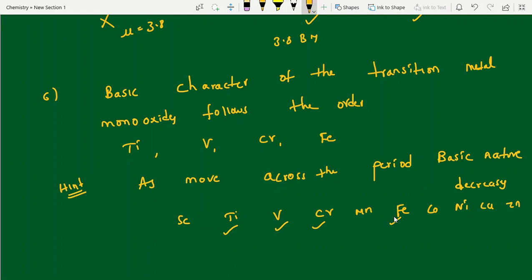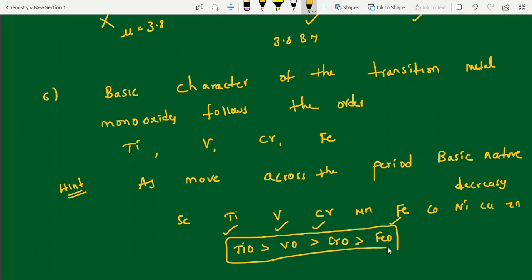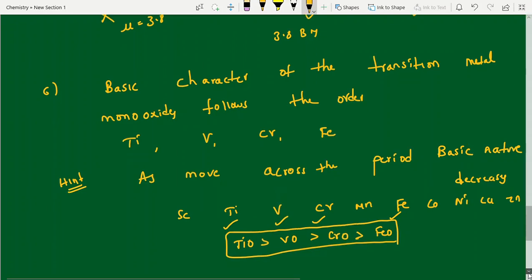So first you write the 3d series. As we move across the period, what happens? Basic nature decreases. The monoxide, titanium oxide is greater than vanadium oxide, greater than chromium oxide, greater than iron oxide. There is no exceptional case. That's all, that is your answer. Electronic configuration has exceptions, but basic nature has no exceptions. Now, going to the next question.